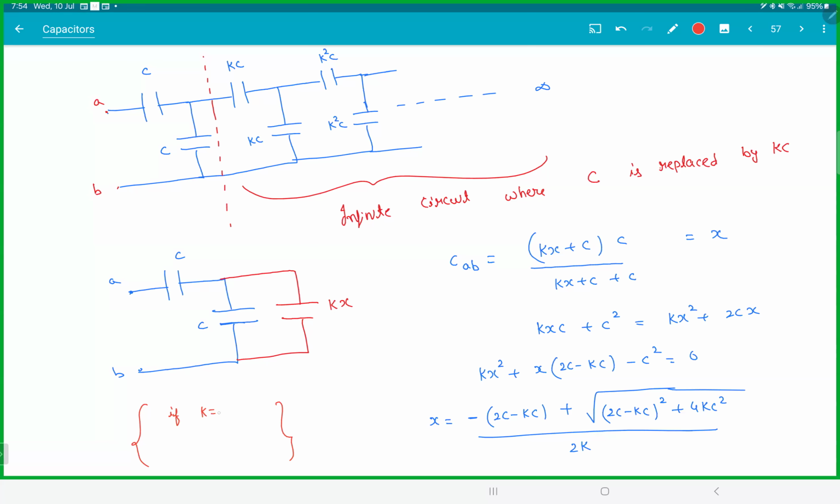If K is equal to 1, which is the standard question, then the value of X will turn out to be (root 5 minus 1) by 2 into C. That was a simplified answer if K is equal to 1. I just modified it by putting a K extra there. But did that logic make sense? If the whole thing was X, and you're simply saying that C is replaced by KC everywhere after leaving one branch, so the whole thing should be KX. Clear with this?